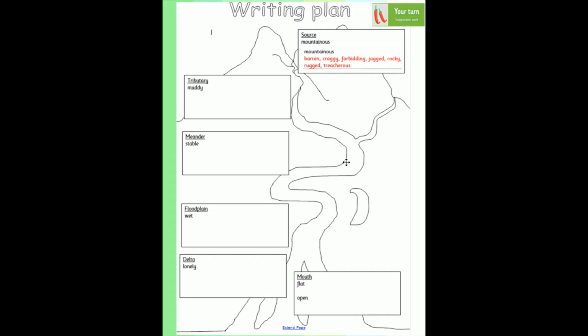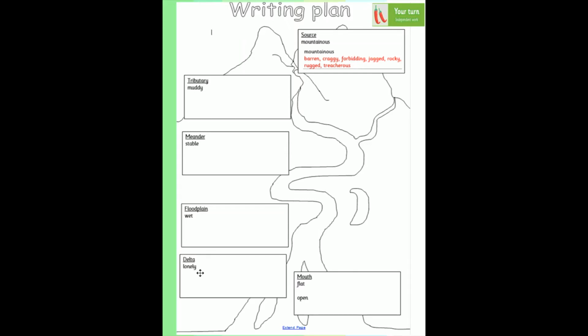At the meander, I thought it would be quite stable because, as we learned in the video on Monday's lesson, that's where the river starts to flatten out and flow more freely. So I think it would be quite stable by that meander, quite solid. The floodplain, I put it would be quite wet because, as we know, the floodplain is what gets flooded when there's so much rain that the river bursts its banks.